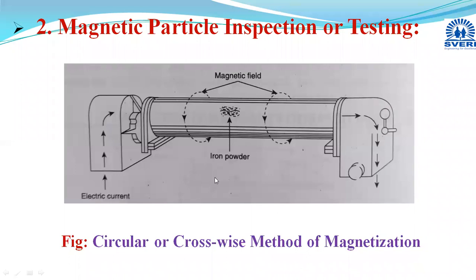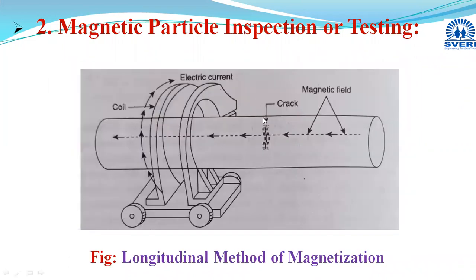Then, depending on the nature of the defect which can be detected, or the method of magnetization, two types are there. When circular magnetization is done, then we can determine lengthwise cracks, and this is termed the circular magnetization method or crosswise method of magnetization. And when we want to determine transverse cracks, then a longitudinal magnetic field is created, and this is termed the longitudinal method of magnetization. Then we discussed its applications. Then the Magnaglow method, we have discussed that.